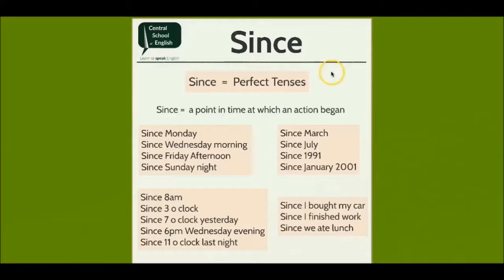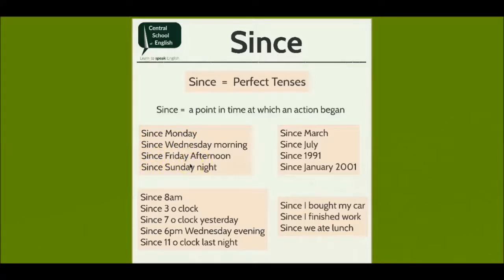The time expression since is also commonly used with the perfect simple and continuous tenses. We use the time expression since to speak about a point in time. We use since when we speak about a point in time when something began in the past. We can use the time expressions since with days. For example, since Monday, since Wednesday morning, since Friday afternoon, since Sunday night.